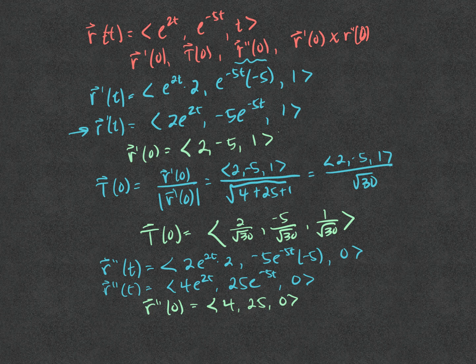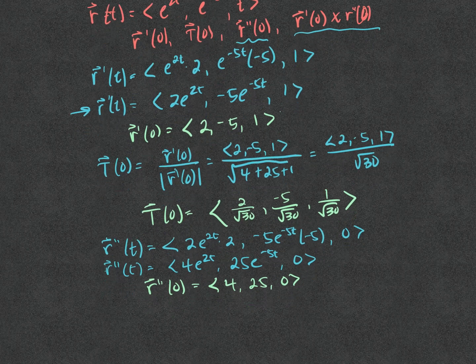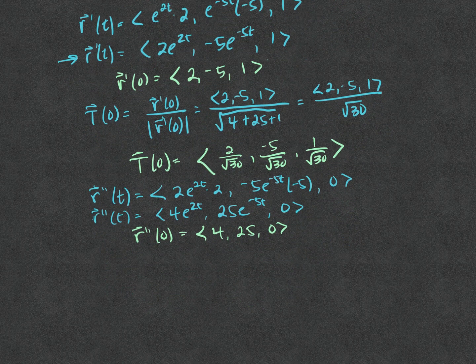We have one last real task here. We have the cross product of the first derivative and the second derivative. So let's come down here and say r prime of 0 cross product r double prime of 0. We're going to draw our matrix, i, j, k. Now the first derivative is 2, negative 5, 1. Let me try to read that correctly. My second derivative is 4, 25, 0.